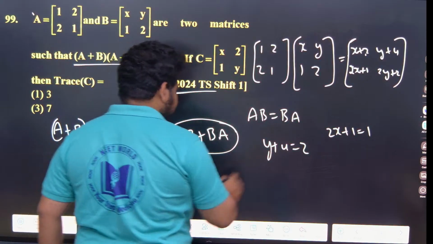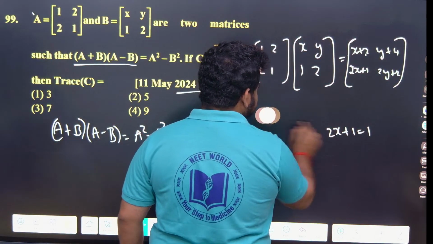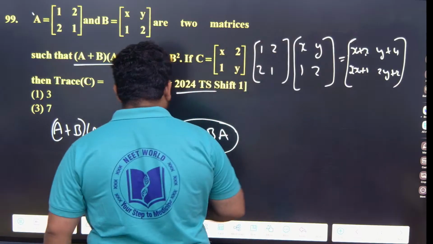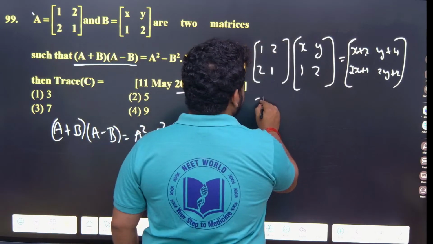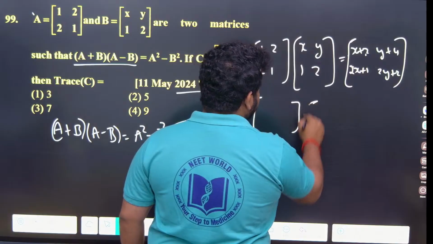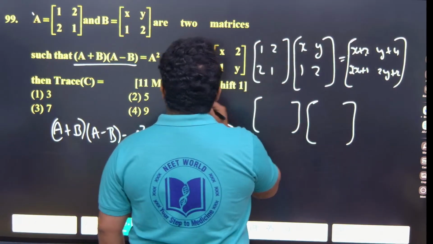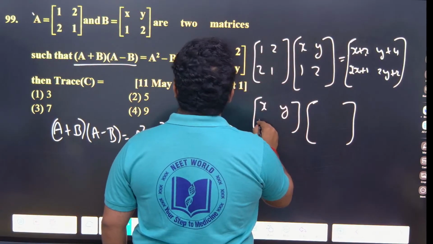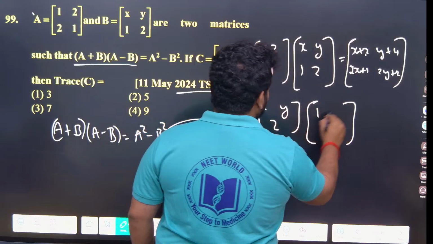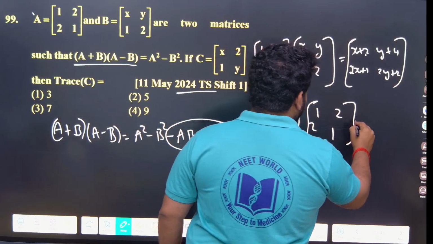Then we will take BA. What will we get? See here, just listen. BA, what should we take? B is what here? XY. Then it is what? 1, 2 and 2, 1. Now we will take it.